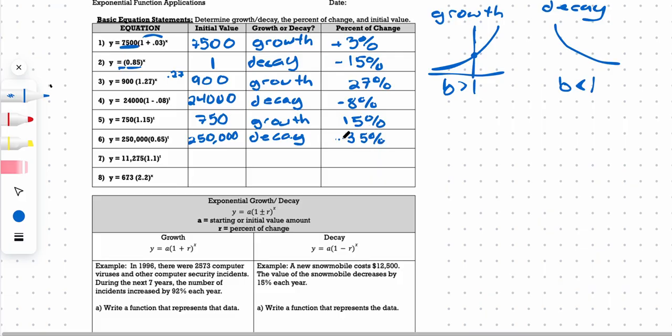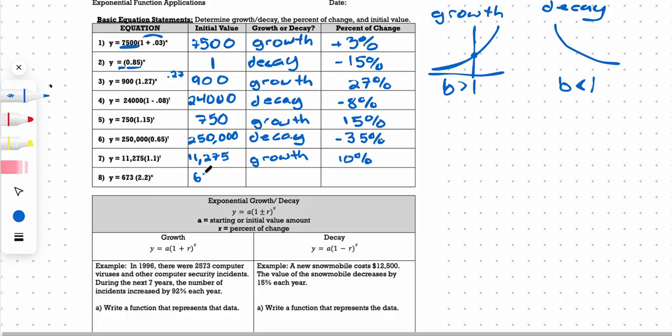And don't forget that negative sign. Okay, from now, this is like muscle memory, right? We look at the number out front, 11,275. We look, is our b value greater than 1? Yes, it is. So it's growth. And then our percent change is going to be 10% because this is 0.1 greater than 1, and 0.1 is 10%.